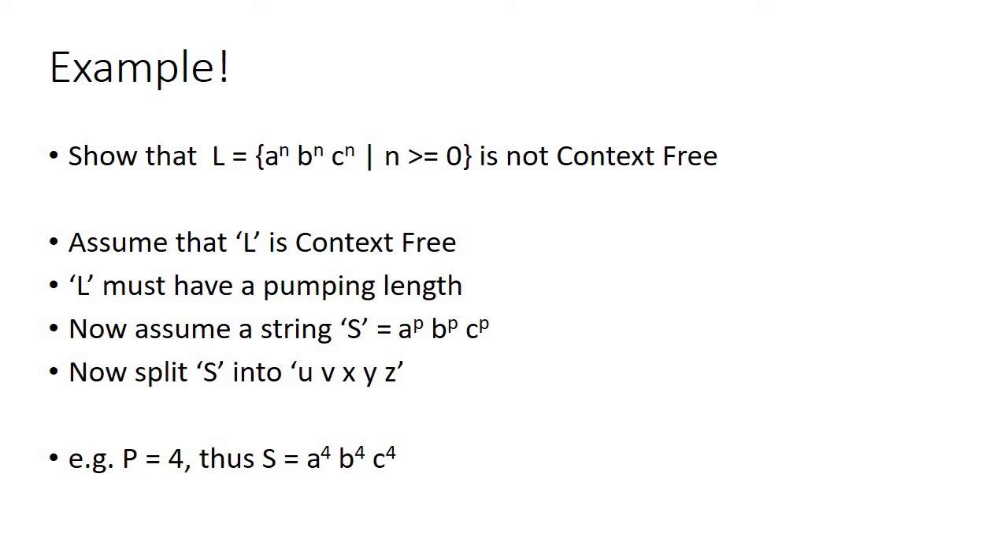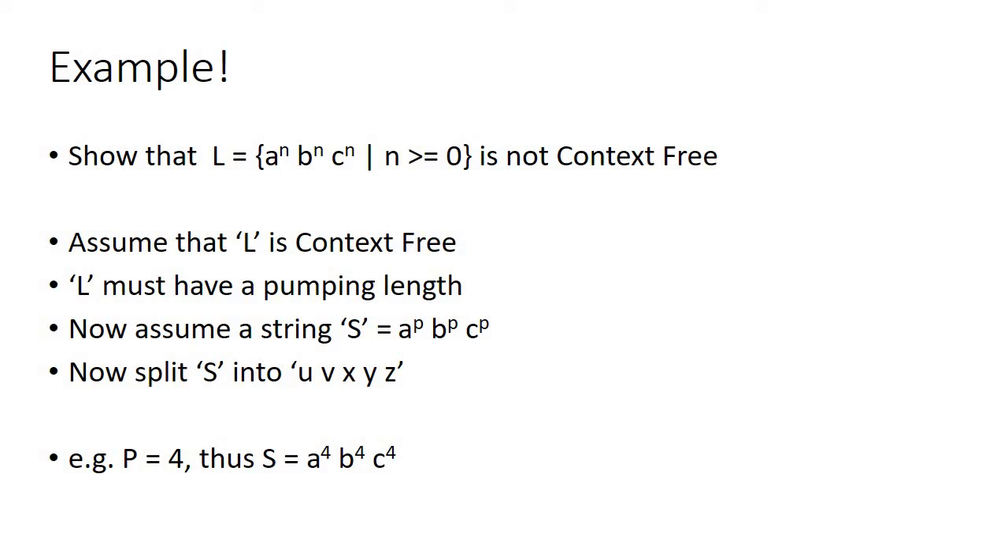First we need to assume that the given language is context free, and with this assumption we can introduce a pumping length into it. So for all these iterations done with the help of the power n, we replace that n with p for the pumping lemma. So we rewrite the language as a to the power p, b to the power p, and c to the power p. Now we need to split s into 5 parts: u, v, x, y, z.